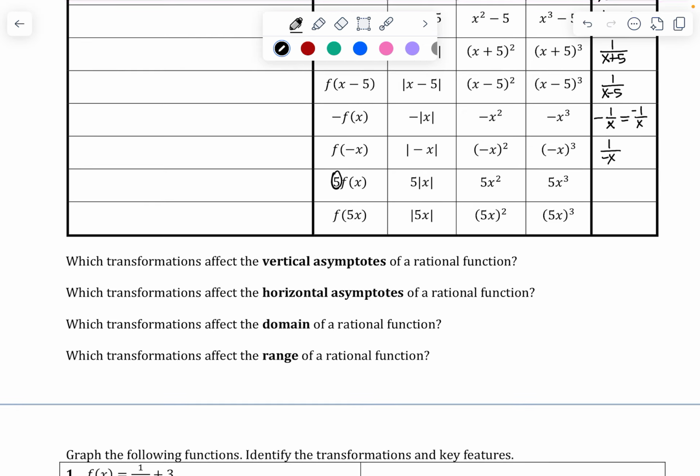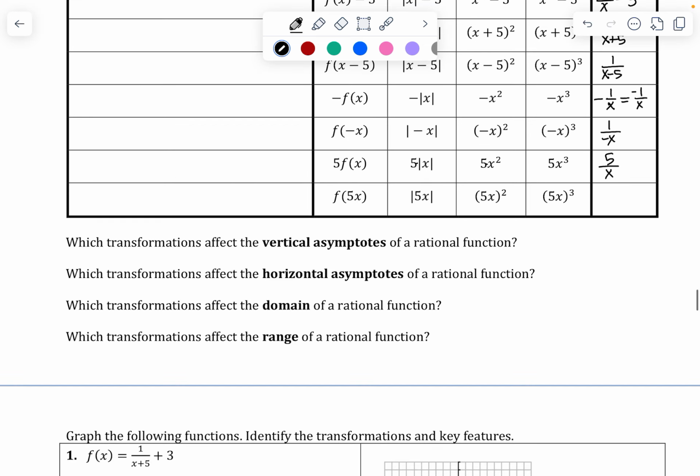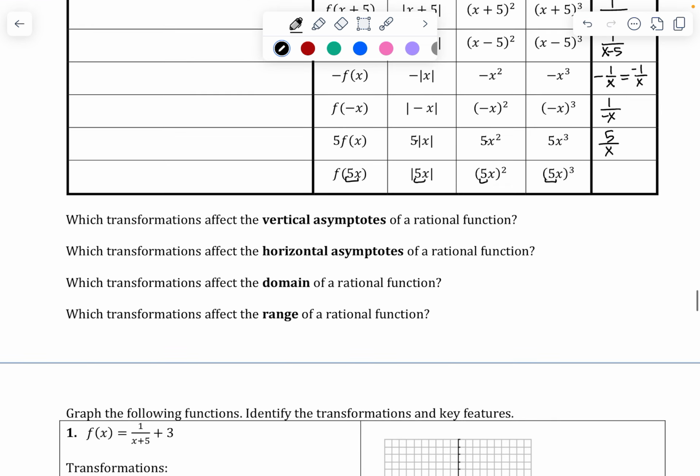And then a scale factor outside the parentheses, outside the bars, outside the square, would actually be in the numerator. You're going to see it as 5 over x. Whereas if we have a 5 inside the parentheses or inside the function, inside the bars, we would have a 5 in the denominator next to the x.